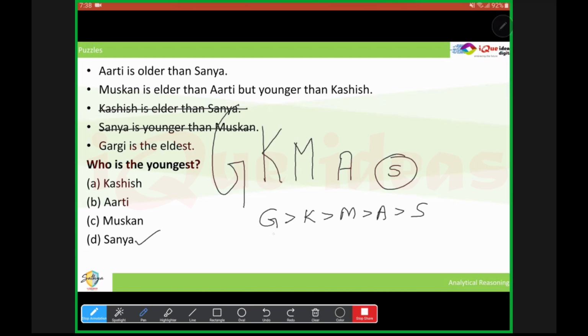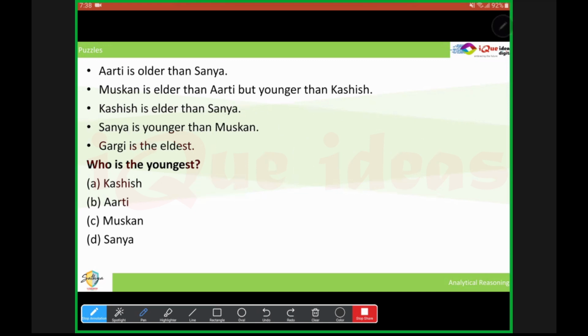Now, if you have drawn this once, then if there are multiple questions, you can just refer to the diagram and answer. There is one other method how you could have done this, right? Supposing this is the only question, then I don't even need a diagram. How can I solve it? It asks me who is the youngest person in the group. So, using the clues and the options, I can keep eliminating.